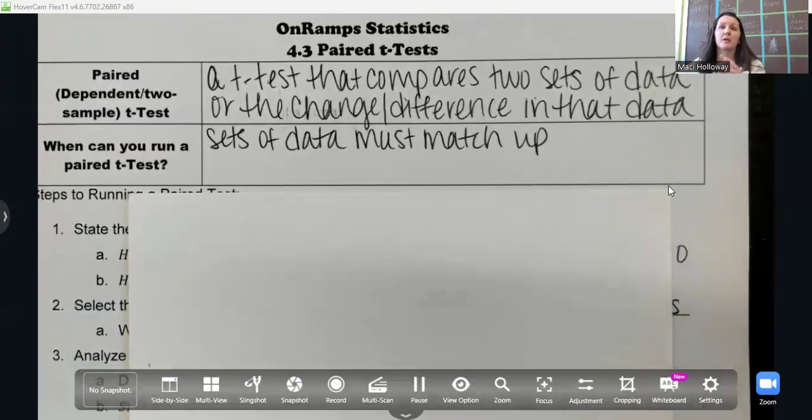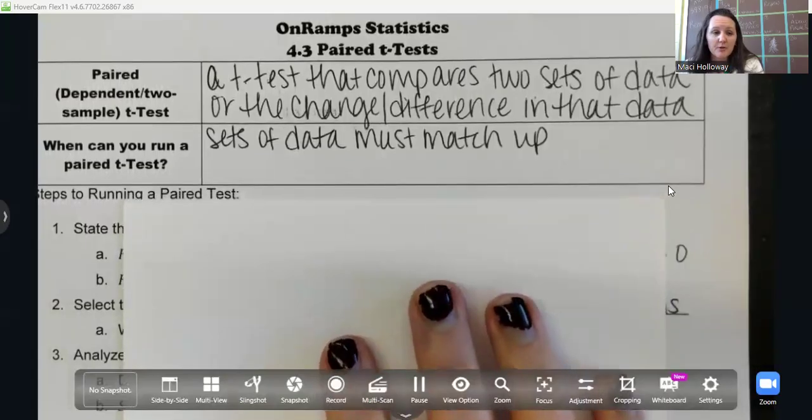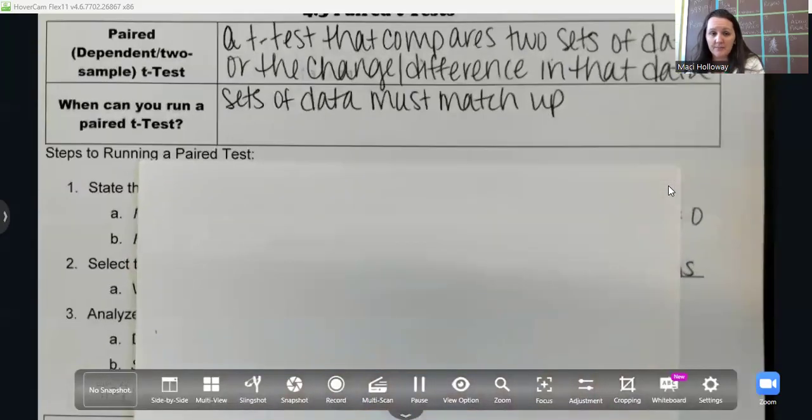So a couple of different types of paired testing are pre-test and post-test for students who are taking an exam. Medication, you can do, like, blood pressure before medication, blood pressure after medication. So those are different types of t-tests that you can run. So here are steps to running a paired t-test.